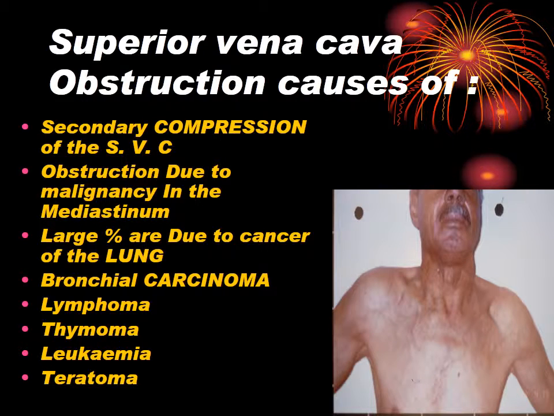Causes of superior vena cava obstruction. Here you can see a case of superior vena cava obstruction. Look at the dilatation of vessels here and the swelling of the face and neck. So it happens in secondary compression of the superior vena cava. Obstruction due to malignancy in the mediastinum. Large percentage are due to cancer of the lung, bronchial carcinoma, lymphoma, thymoma, leukemia, teratoma.